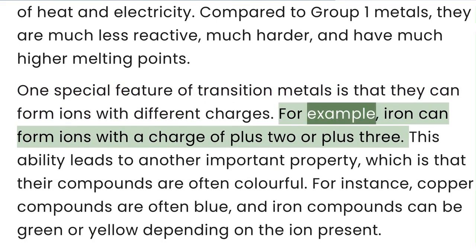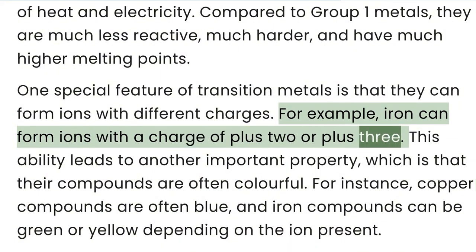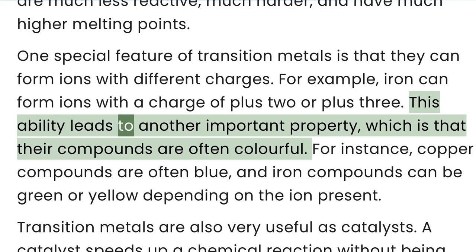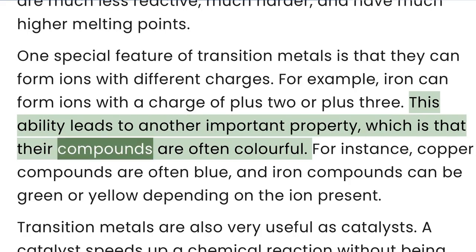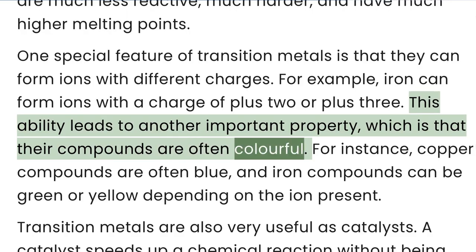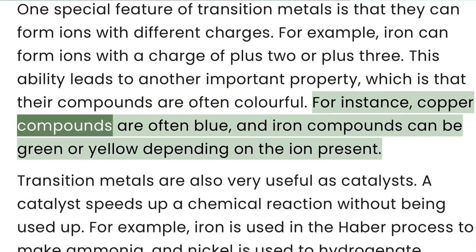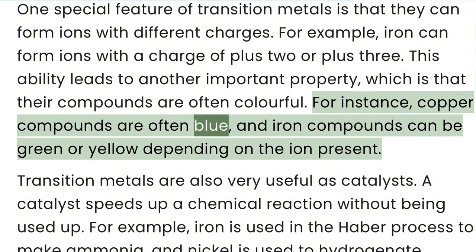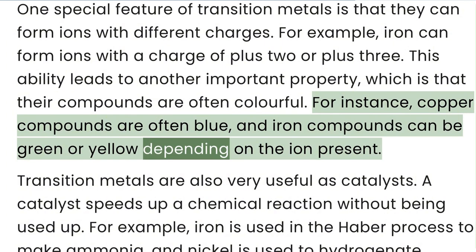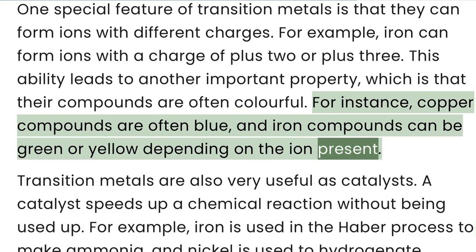For example, iron can form ions with a charge of +2 or +3. This ability leads to another important property, which is that their compounds are often colorful. For instance, copper compounds are often blue, and iron compounds can be green or yellow depending on the ion present.